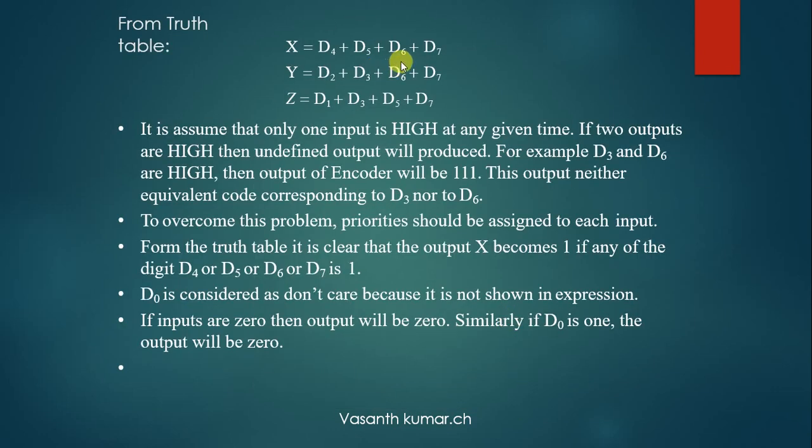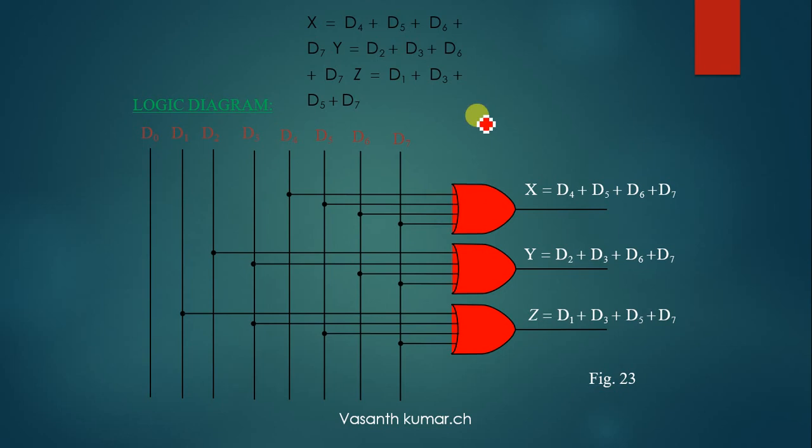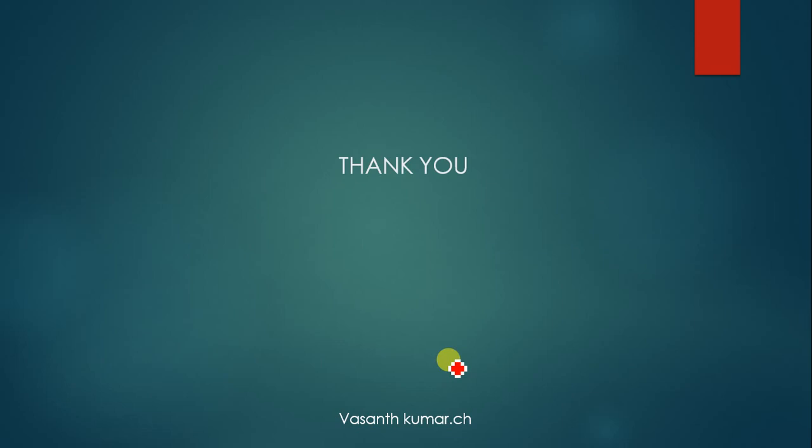The X function is D4, D5, D6, D7. The Y function is D2, D3, D6 and D7. The Z function is D1, D3, D5 and D7. Corresponding to this we can make the logic, that is D4, D5, D6, D7 is for X. Similarly D2, D3, D6, D7 for Y. Z is D1, D3, D5 and D7. Like this you have to connect it to an OR gate. So that's all for the session. Thank you.